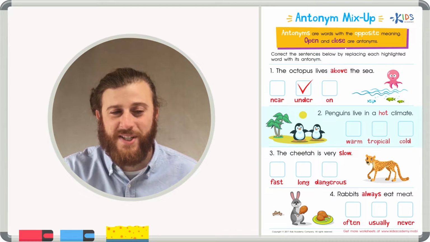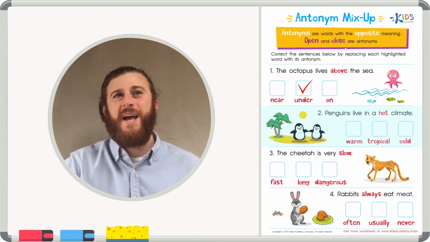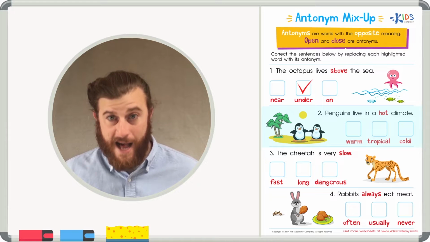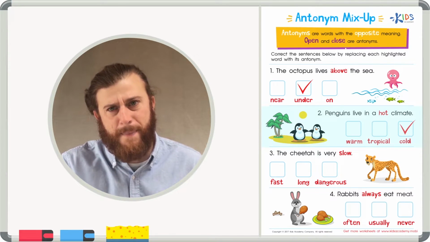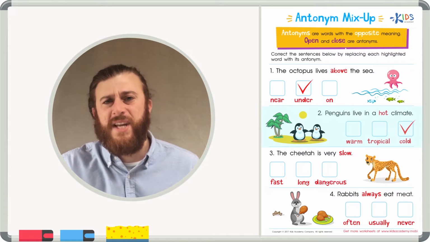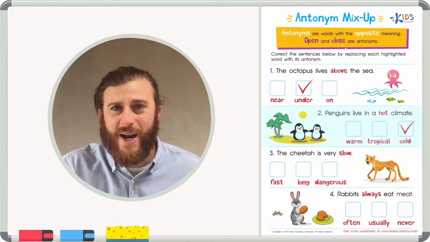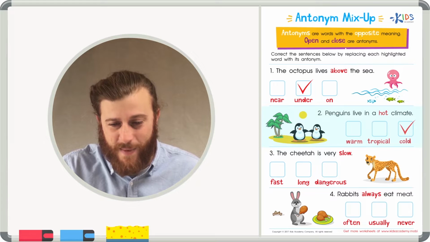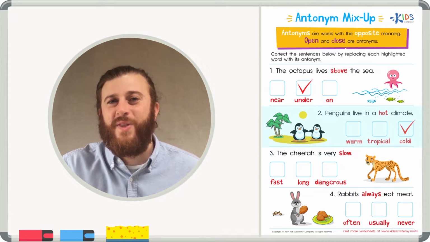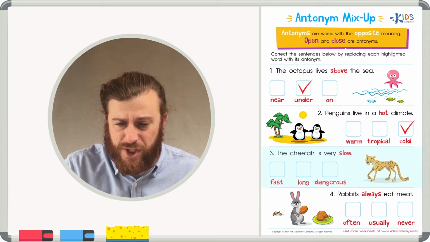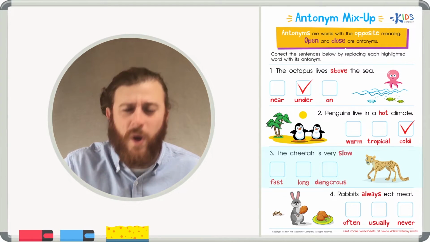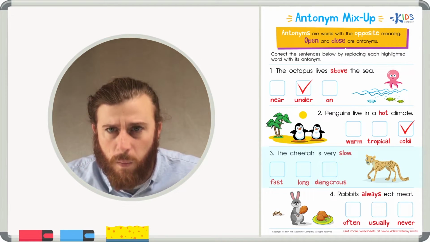And our last answer choice is cold. When I think of the total opposite of hot, I think of being cold. Cold is the antonym or the opposite of hot. Let's reread this sentence with the correct word. Penguins live in a cold environment. Let's look at our third example. Third sentence reads, the cheetah is very slow, and the highlighted word is slow.